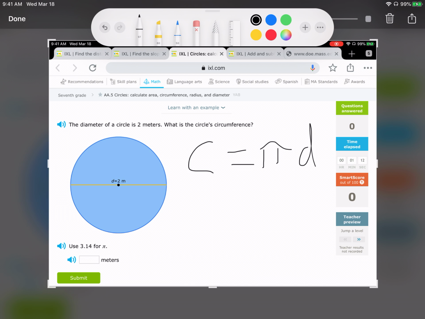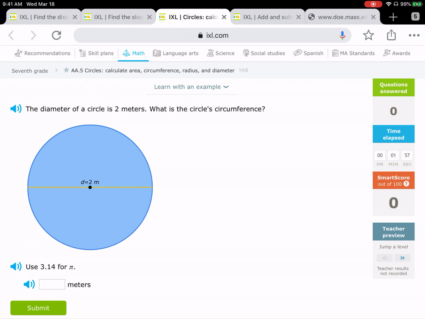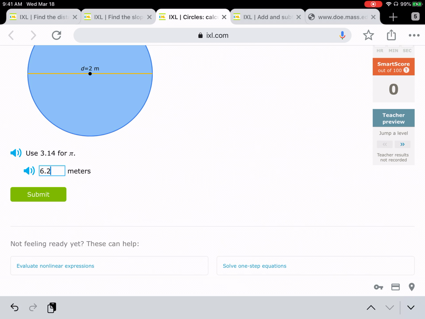Now I want to plug in everything that I know. I don't know what the circumference is, right? So it's going to equal, I know pi is 3.14, and I know diameter is 2, so that's going to be times 2. Remember, there's a multiplication sign between two variables. So all that is going to be a calculator problem. I put 3.14 times 2 in my calculator, and I get 6.28.